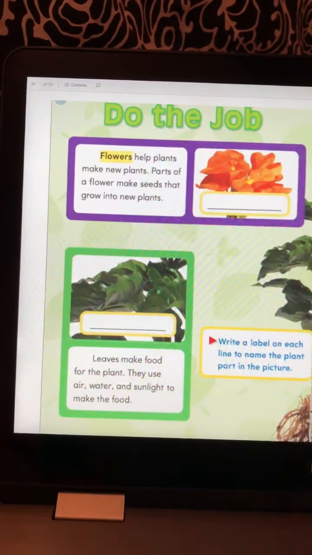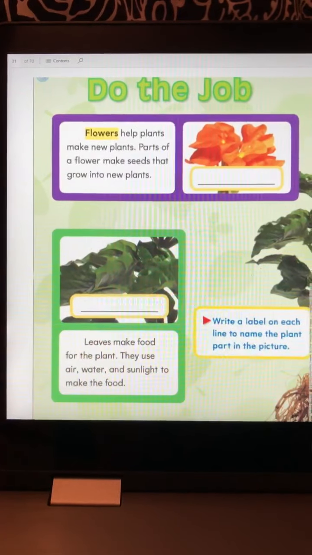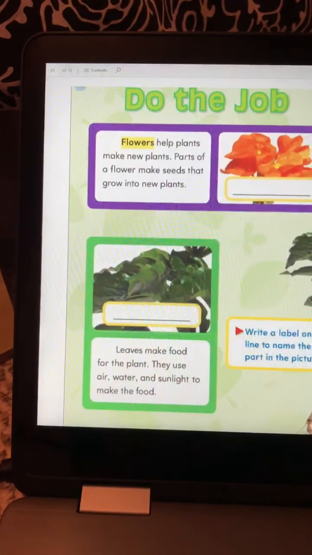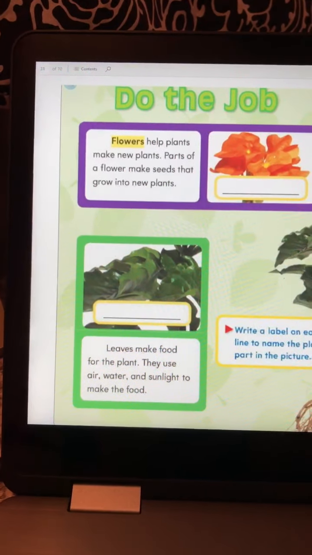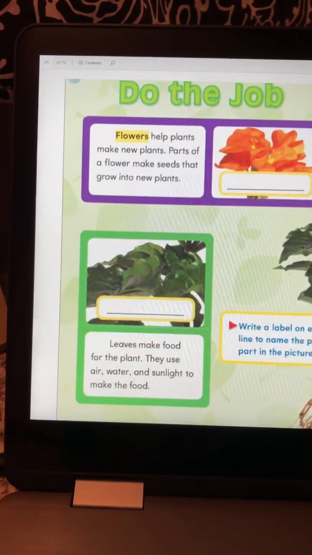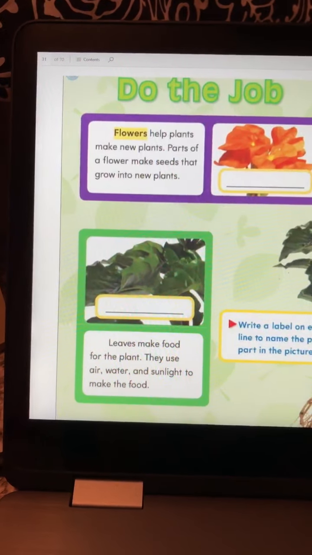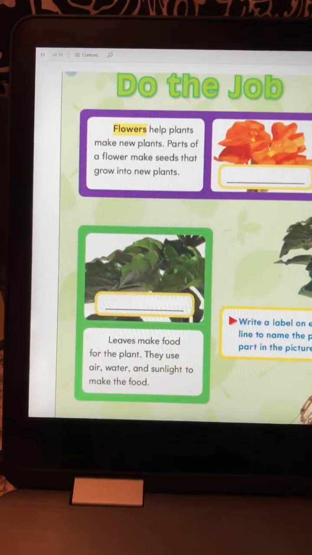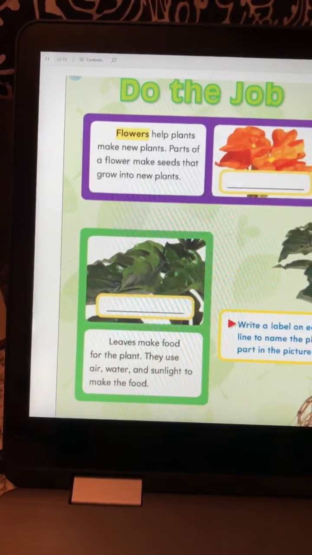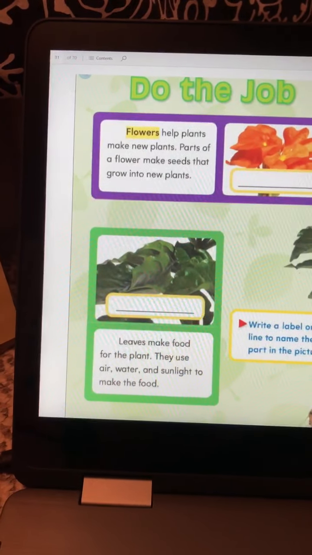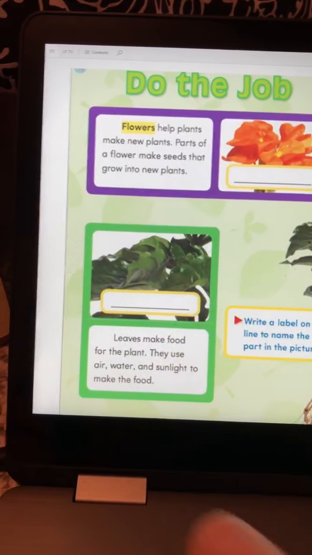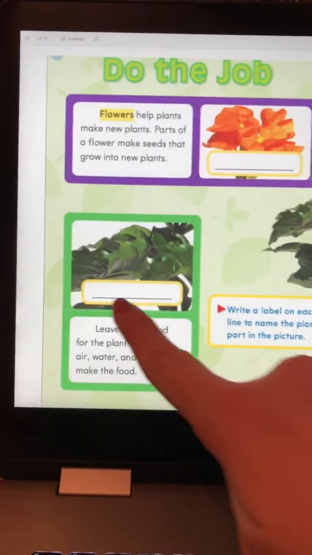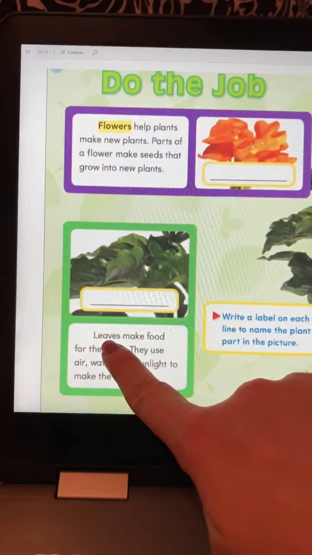Those are the leaves. And it says leaves make food for the plant. They use air, water, and sunlight to make the food. So remember when we talked about the 5 things that plants need? The reason why they need so much is because they make their own food. That's a big difference between people and plants. People can't make their own food using their bodies, but plants can because they're special. So they need the air, water, and sunlight. They need those things so that they can make their own food so they can survive. So in this box, you would write the word leaves, which is right here for you.